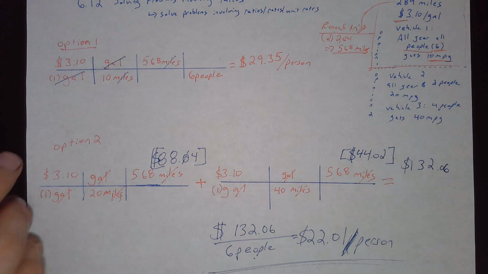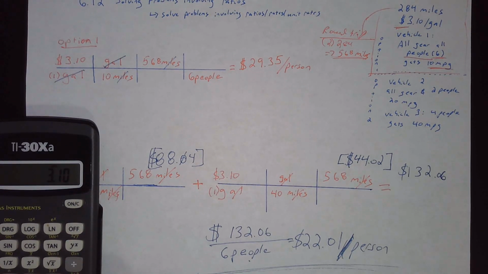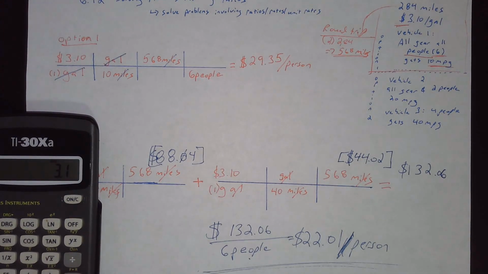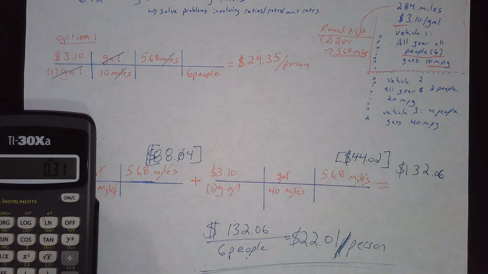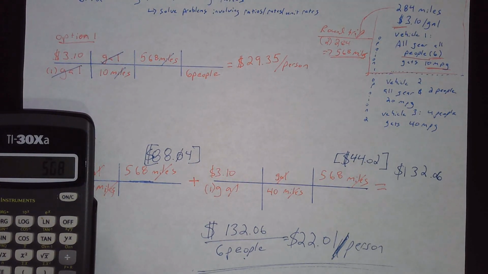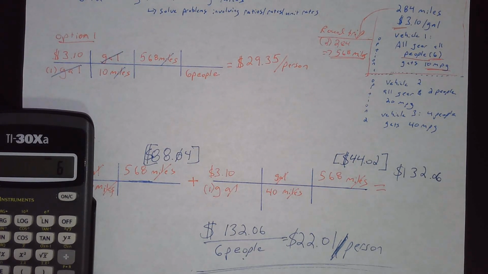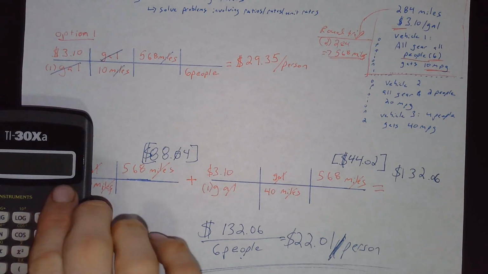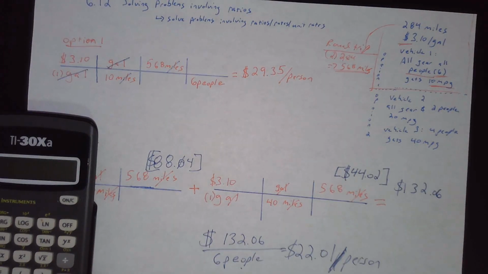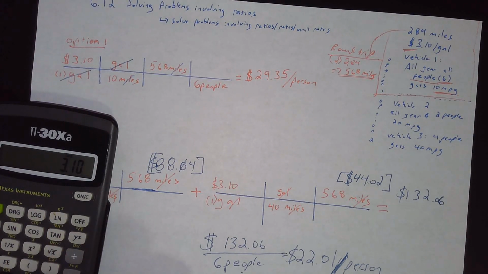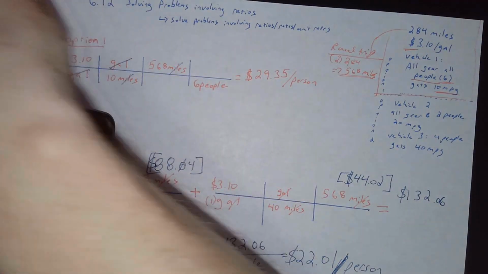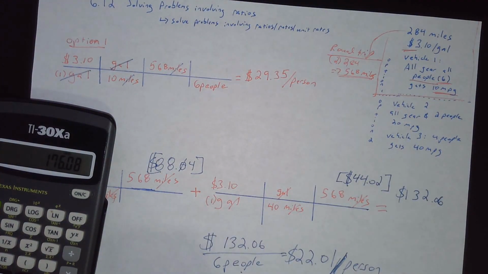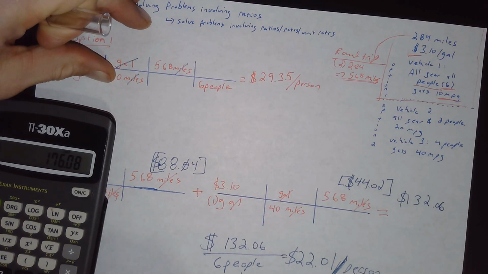See, what was the total cost of this one again? I forgot to write it down. 310 divided by 10 times 568. Yeah, it was $176.08, versus $132.06.